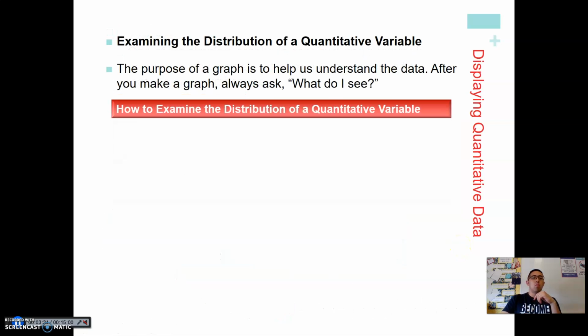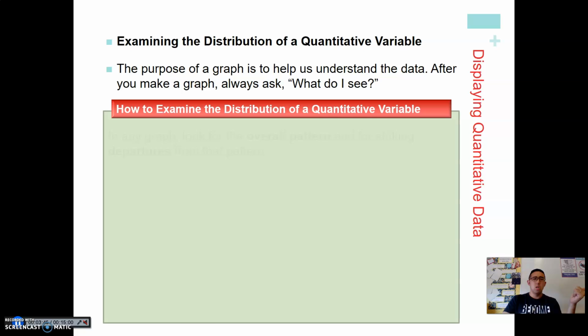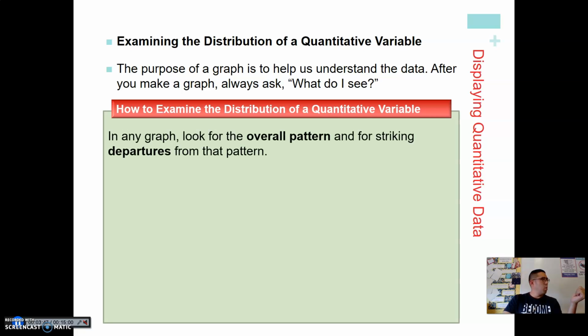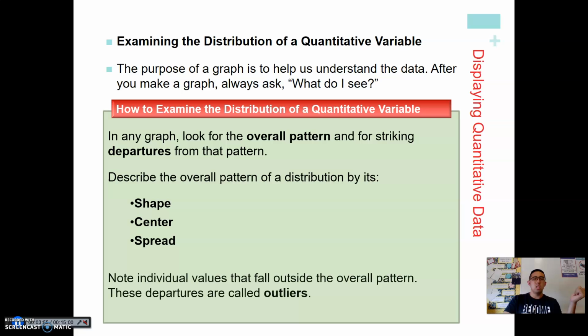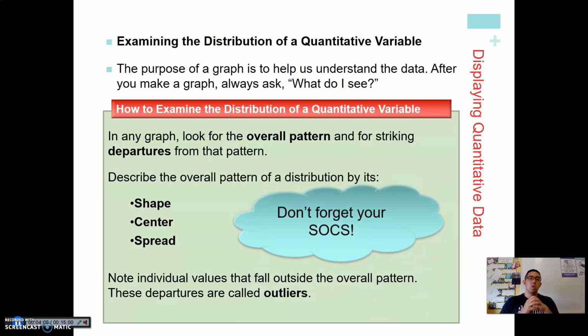All right. So when you are looking at a quantitative variable, you want to describe what you see. How do we describe it? Well, we want to look at the overall pattern. And how we're going to describe the pattern in this class is shape, center, spread, and outliers. You want to make sure that you remember this. Shape, center, spread, and outliers. Or in other words, don't forget your socks.